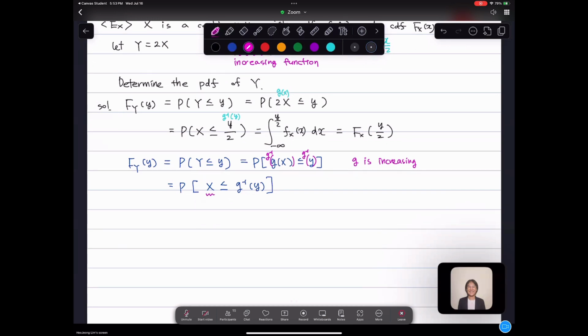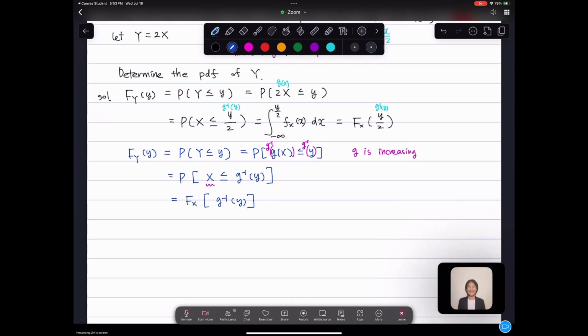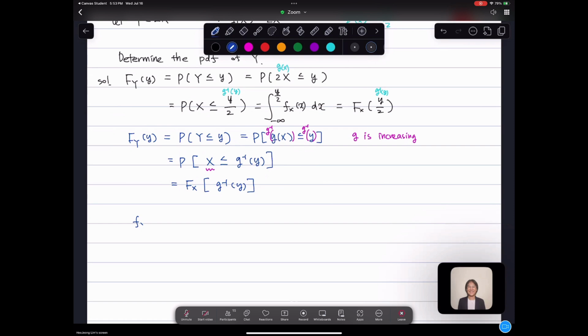If x is less than or equal to this, then by definition this is your big F of x of this g inverse of y, which is exactly what we had up here. So this is my g inverse of y. That's basically it. Now if I want my PDF, so small f of y, you take the derivative of big F of y, the CDF, to get your PDF.